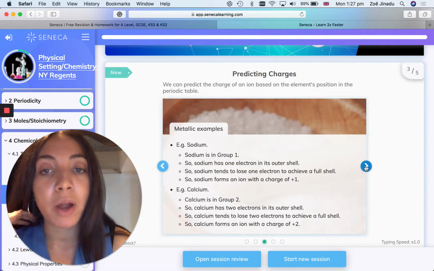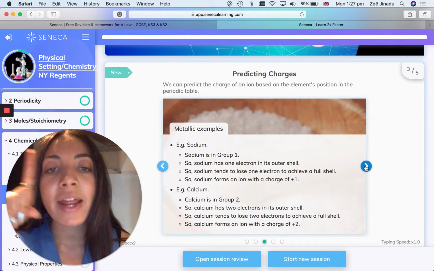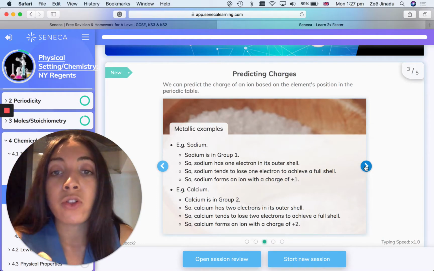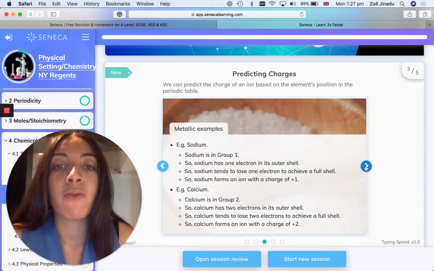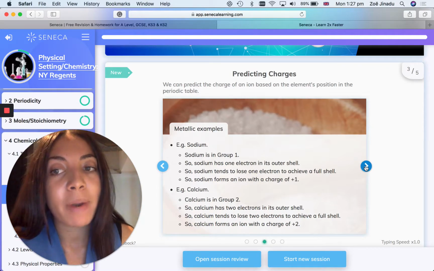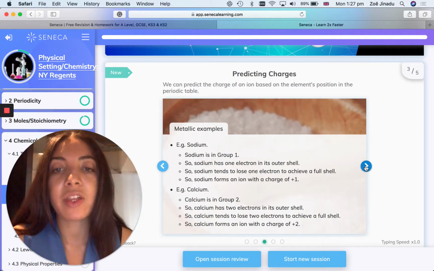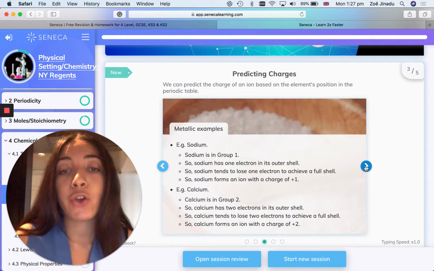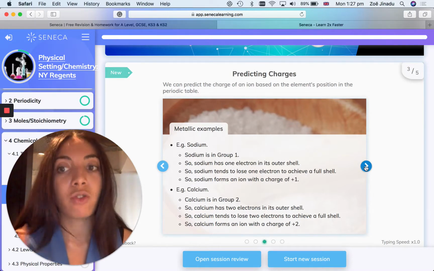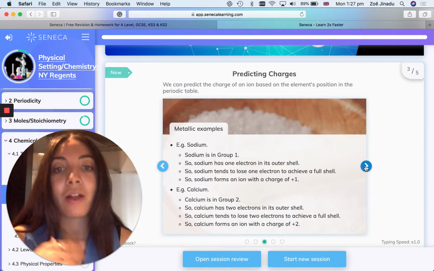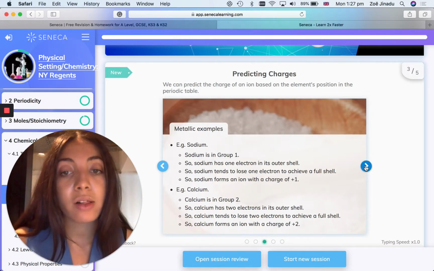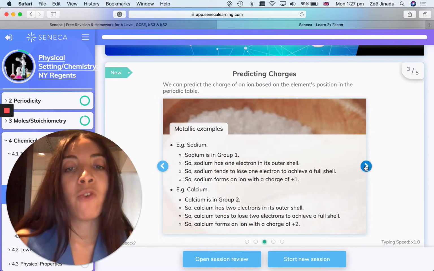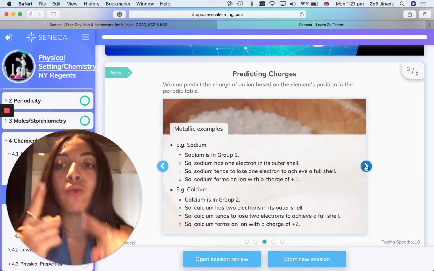Sodium is in group 1, so sodium has 1 electron in its outer shell. So sodium tends to lose 1 electron to achieve a full outer shell. So sodium forms an ion with a charge of +1. Calcium is in group 2. Calcium has 2 electrons in its outer shell, so it tends to lose 2 electrons to achieve a full outer shell. So calcium forms an ion with a charge of 2+.